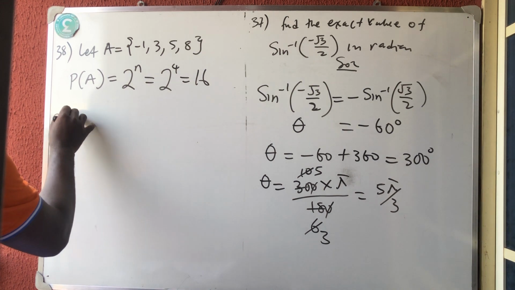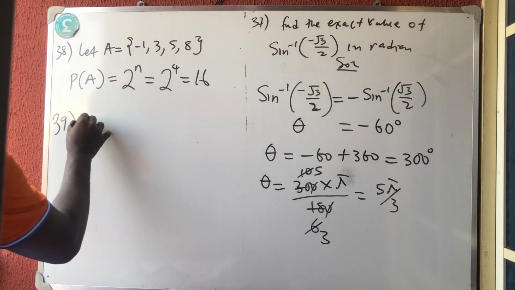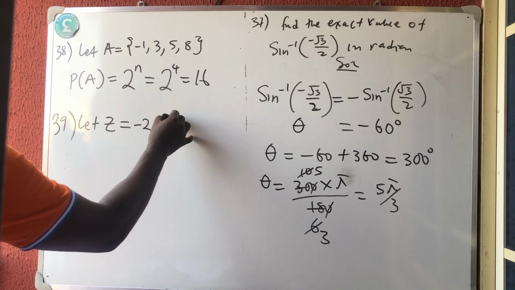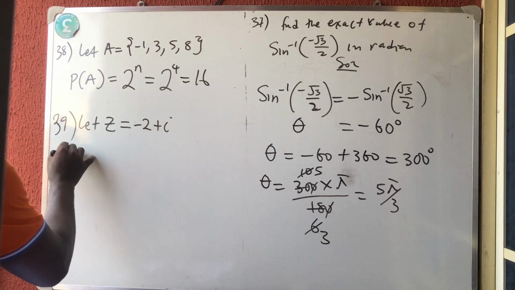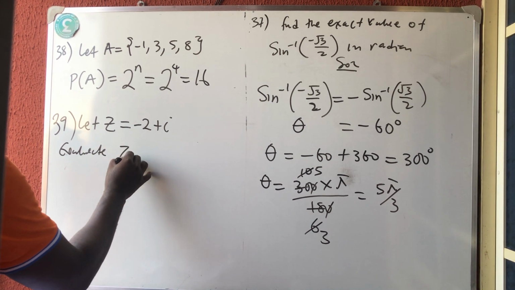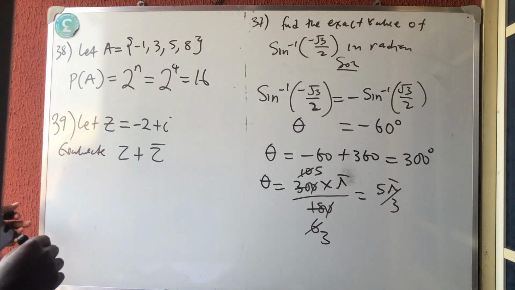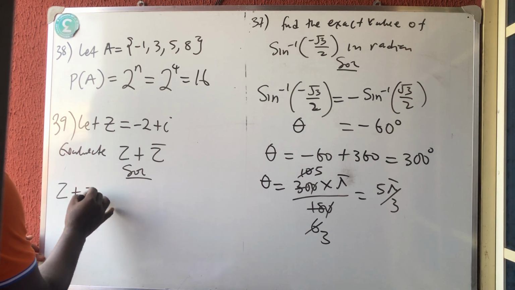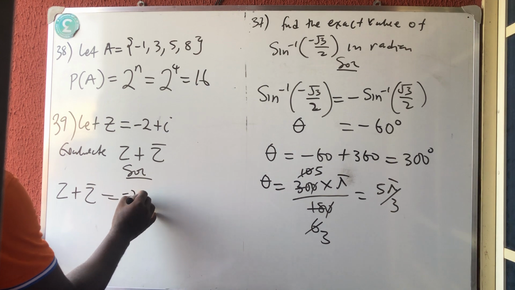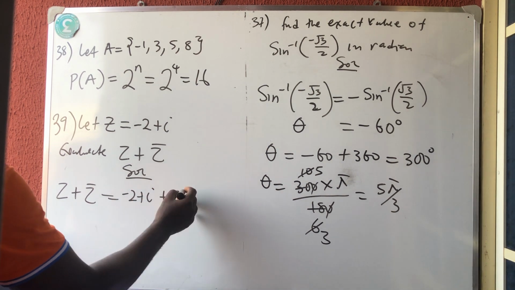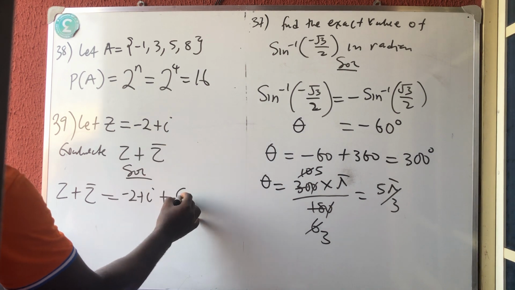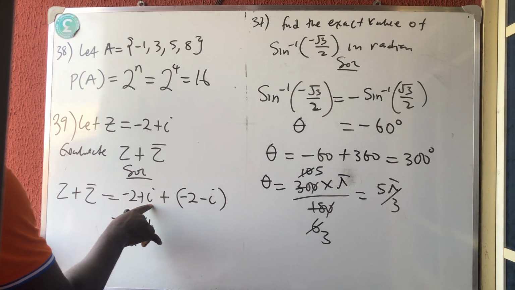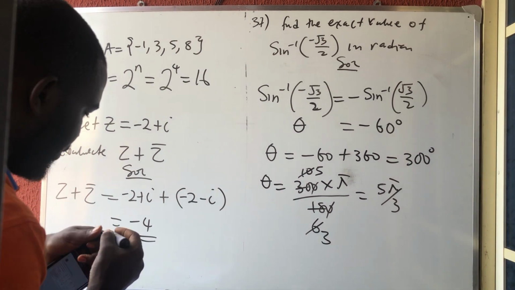Number 39 simply said that let z be equal to minus 2 plus i. Then we should evaluate z plus z bar. Now z bar is simply the conjugate of z. Solution: I'm looking for z plus z bar. z itself they gave me as minus 2 plus i, plus z bar, which means the conjugate. If here is plus, change it to minus, which is minus 2 minus i. So I'm left with minus 2 minus 2, minus 4. But i minus i is 0. So my answer is simply minus 4.